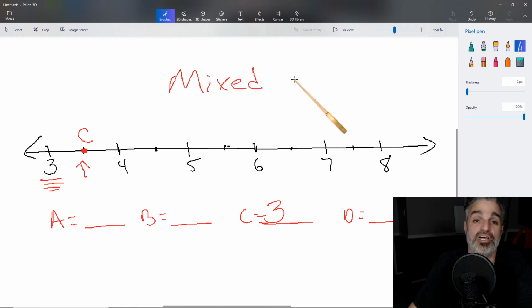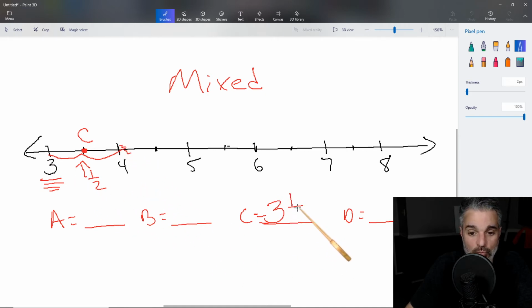And mixed numbers are wholes with fractions. So if you only have one line in between the 3 and the 4, that means that you have 2 equal parts. So this point here would be 1/2. Una de dos, y aquí 2 de 2, para hacer el entero completo. Okay? So here C is 3 and 1/2. Let's do the other one.